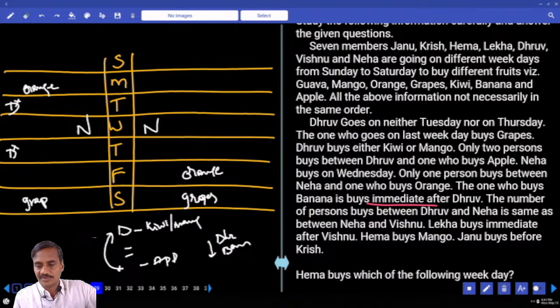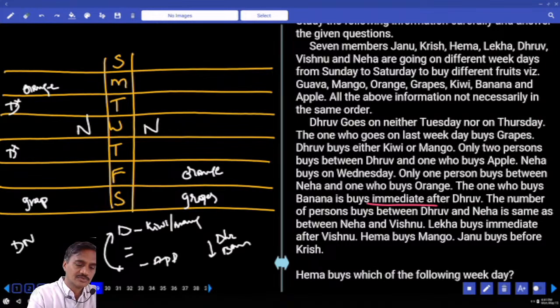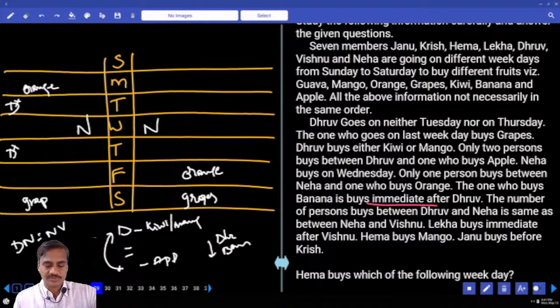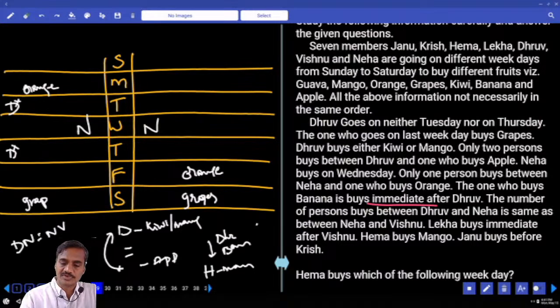The next one: the number of persons between Dhruv and Neha is the same as between Neha and Vishnu. Dhruv and Neha equals Neha and Vishnu. That means Neha must be in between Dhruv and Vishnu. The next one, Lekha buys immediately after Vishnu. Now, immediately after Vishnu, who is the person? Lekha. And Hema buys mango. And John buys before Krish.